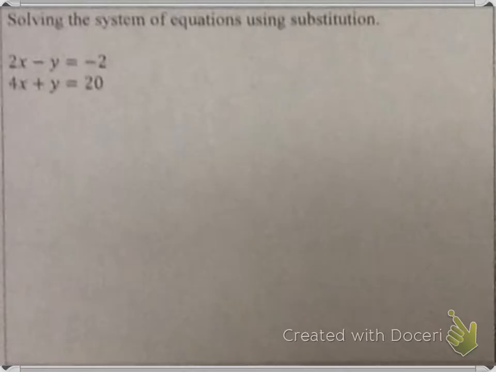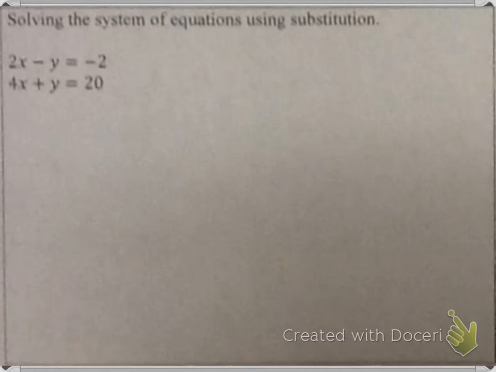Okay. Moving on to the next one. I am going to go ahead and solve this using substitution. However, it doesn't look like it's set up for substitution, but I can do it. So I'm still going to do the same thing. I'm going to look for a variable that is either by itself, so x equals or y equals.